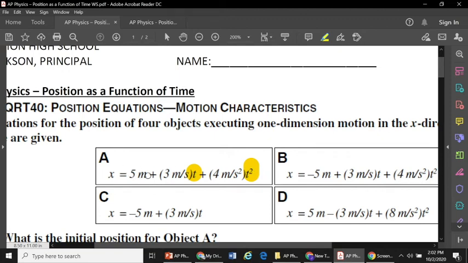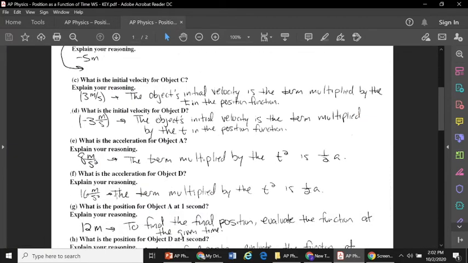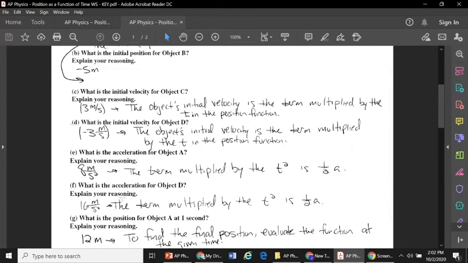And so we get 5 meters plus 3 meters per second times 1 second, which is 3 meters. And then plus 4 meters per second squared times 1 second squared, and we get 4 meters. So we have 5 meters plus 4 meters is 9 meters, and then plus 3 meters is 12 meters. And so the answer here is 12 meters. To find the final position, you just evaluate the function at the given time. Since the given time is 1 second, you just plug that in and that's it.